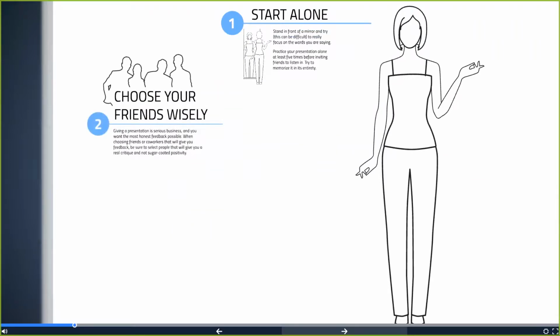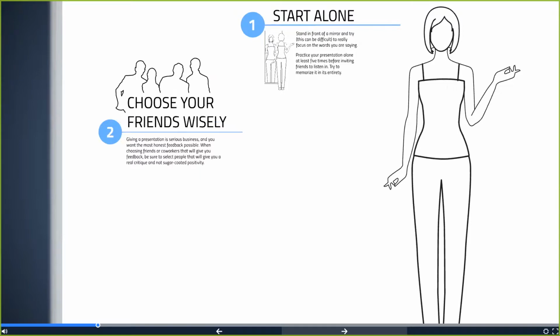I love how Prezi allows you to zoom in on a topic and then come back out for an overall content view, and then come back into the next point.